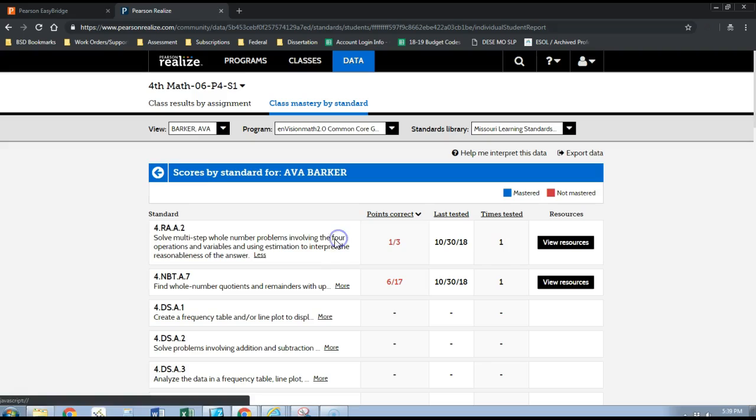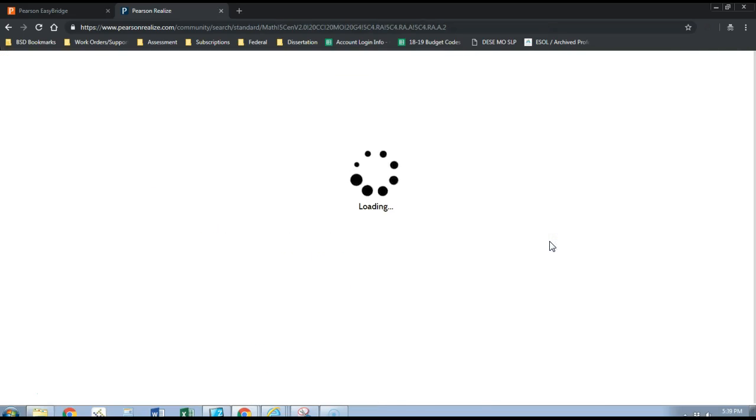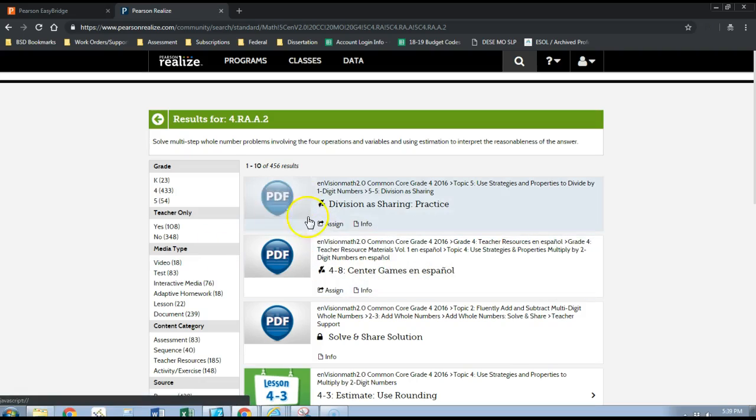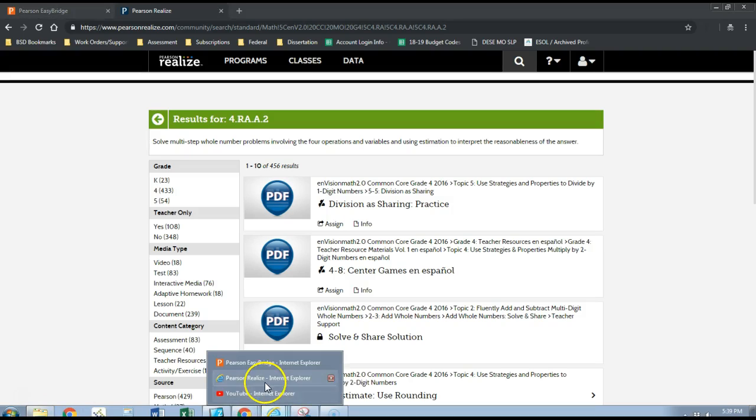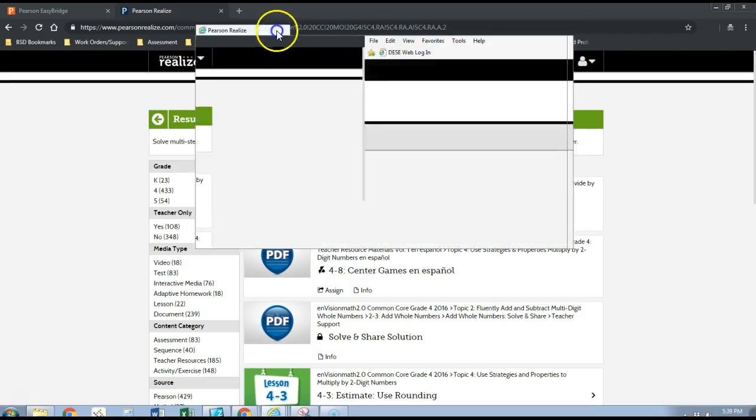And then whenever I click on the resources, you will see here for the standard, I see 1 to 10 of 456 results. Okay, not a problem there, but when I compare it to another teacher, it looks very different. So let me go back and pull over another teacher.